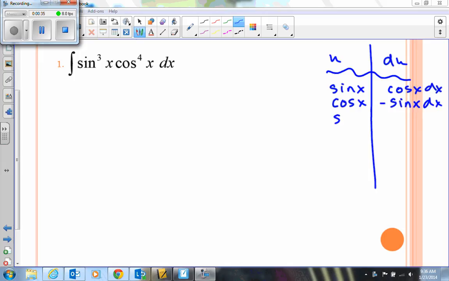If I had picked secant, what am I going to need pulled out? Secant x tan x dx. And if I had picked tan for my u, what am I going to need pulled out? I'm going to need a secant squared x dx.